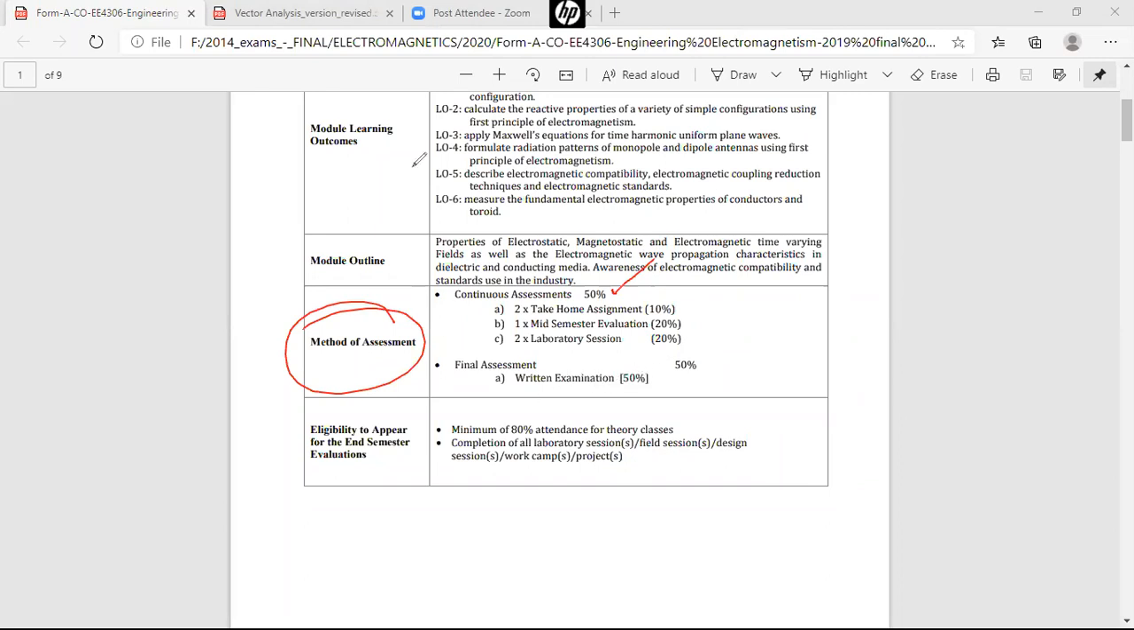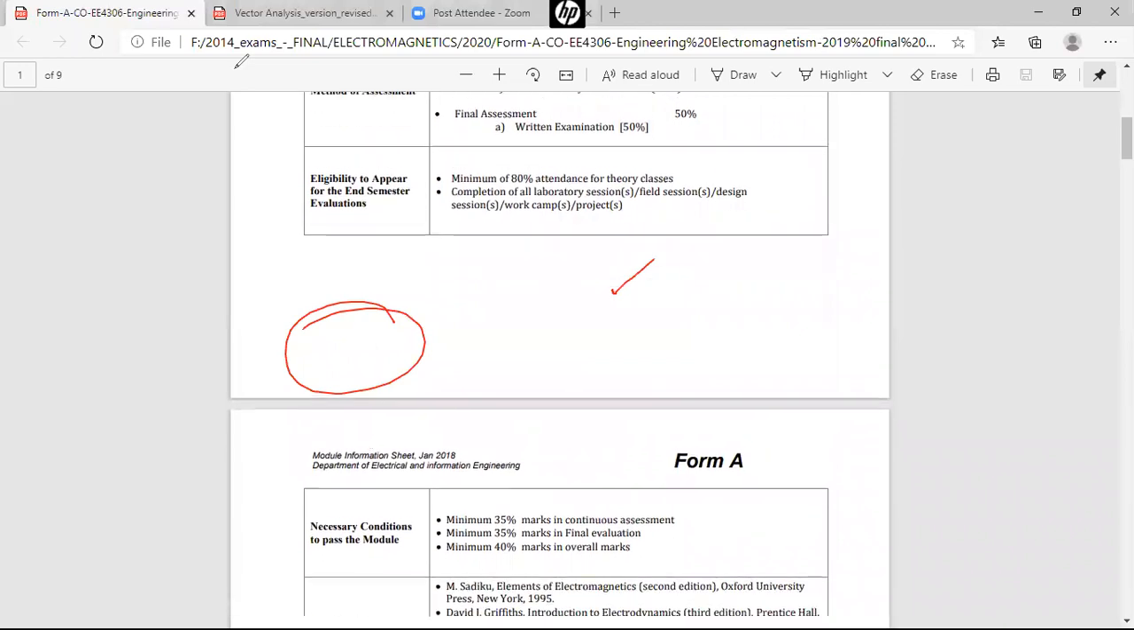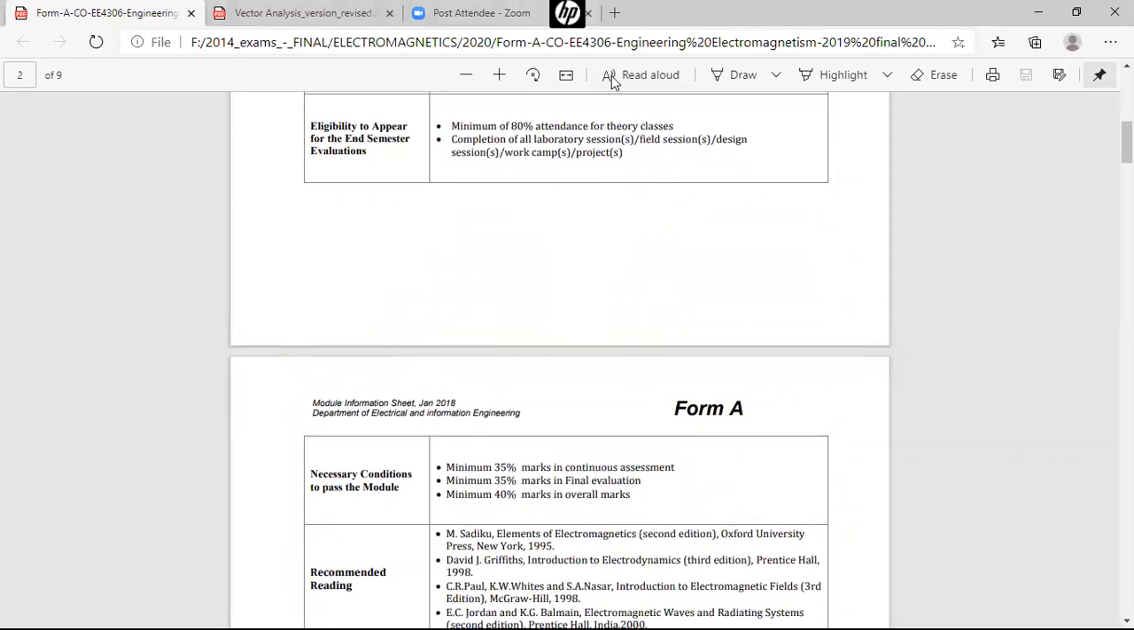Once you complete this continuous assessment, there's a requirement for that. You can see here, minimum 35 marks in continuous assessment, and then minimum 80% attendance for the lectures, and you have to complete all the lab sessions. During this COVID situation, you have an excuse for the lab sessions, but the day will come when you have to do that. Firstly, during this period, we will try to complete the lecture part. So later on, we will conduct the lab sessions. The reason is, to be eligible to appear for the end exam, you have to complete the lab sessions.